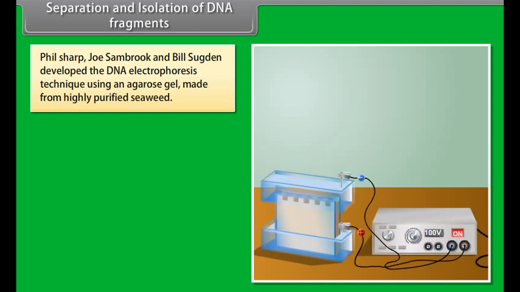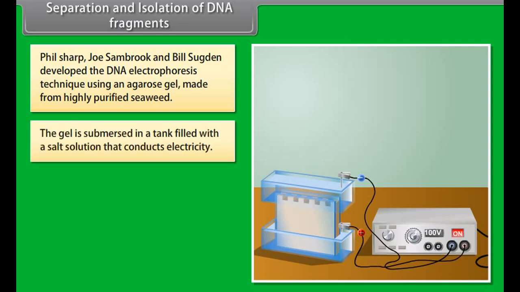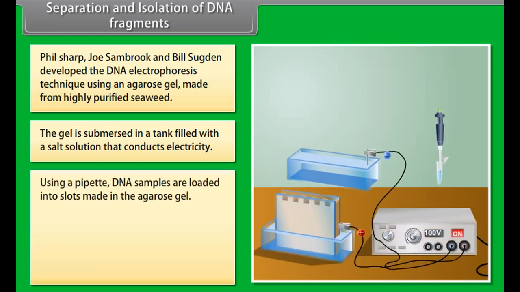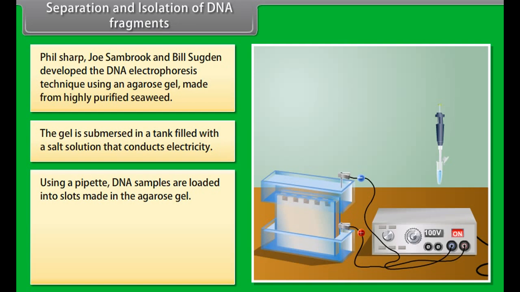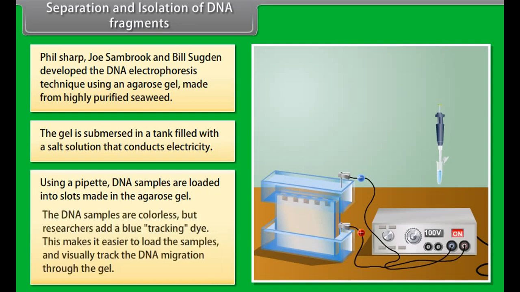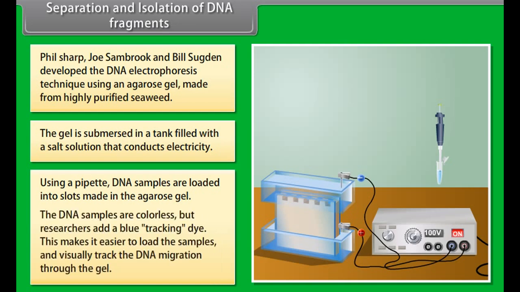seaweed. The gel is submerged in a tank filled with a salt solution that conducts electricity. Using a pipette, DNA samples are loaded into slots made in the agarose gel. The DNA samples are colorless, but researchers add a blue tracking dye. This makes it easier to load the samples and visually track the DNA migration through the gel.